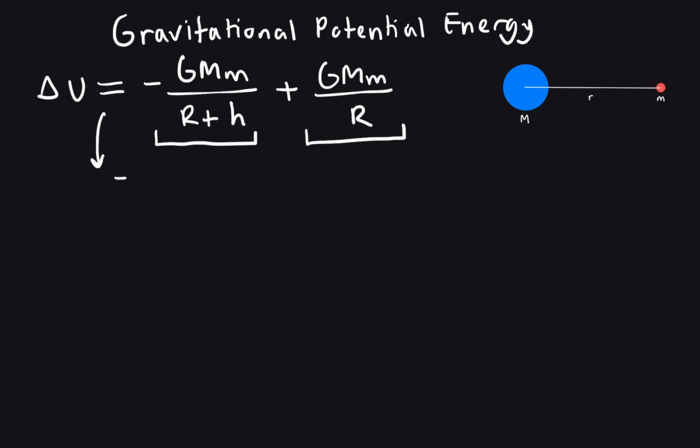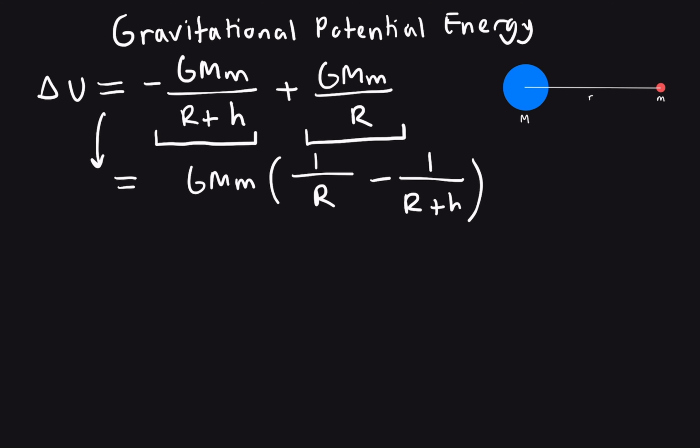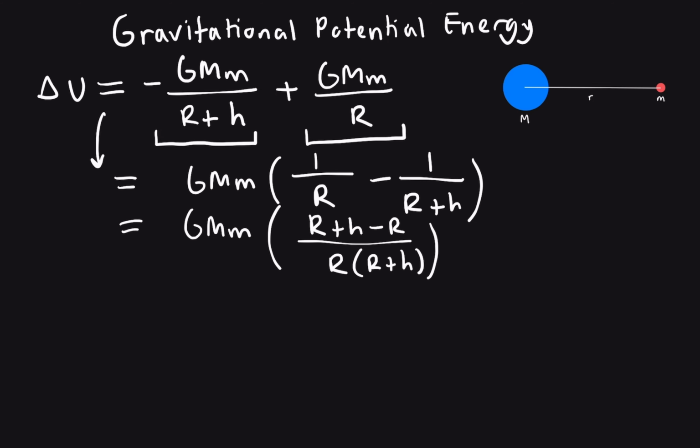So we can factor this into -GMm times 1 over r. I have to factor out the negative, actually. So we can factor it as such, and then we can combine those fractions to make r plus h minus r over r times r plus h. And you can see in the numerator, the r's cancel out. So we're left with GMm times h over r times r plus h.